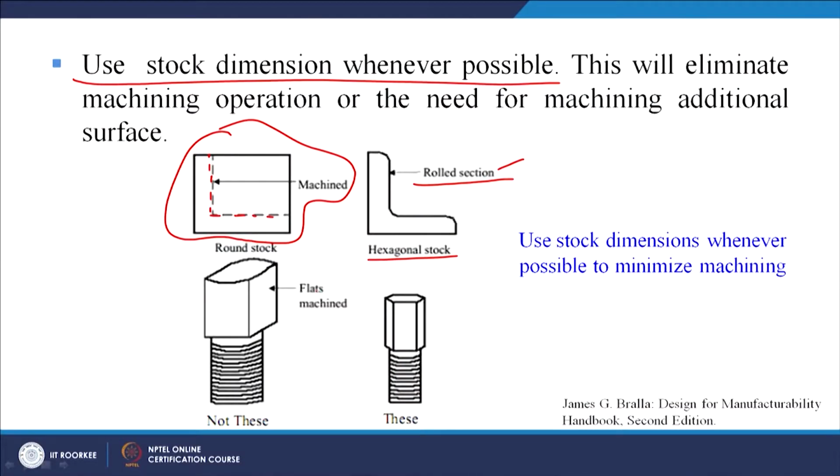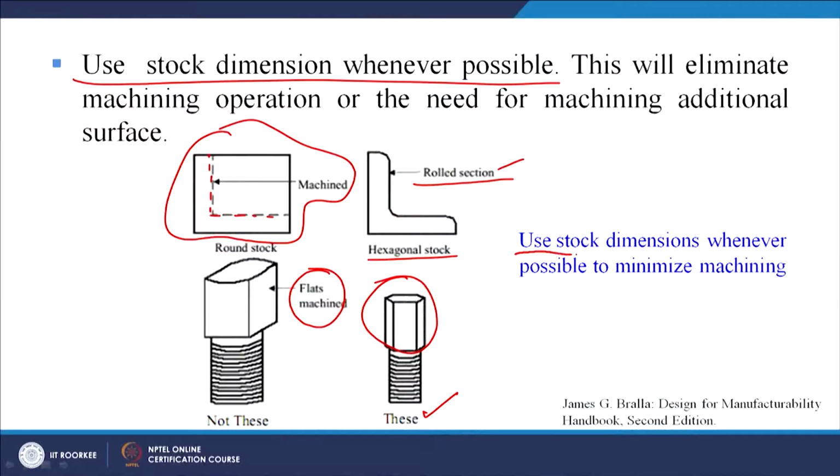Similarly, we can see here, these are flats which are machined, and then we try to make a hexagonal head like this. But if this is available already, then we must choose this material, which is to use the stock dimension whenever possible. This will eliminate machining operations or the need for machining the additional surfaces. So wherever possible, we must look for similar parts with which we can do minor machining, minor material removal, and use it for our product. So use the stock dimensions whenever possible to minimize the volume that has to be machined in order to get our final product.